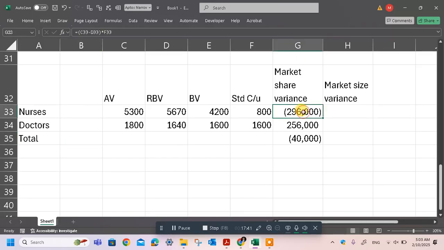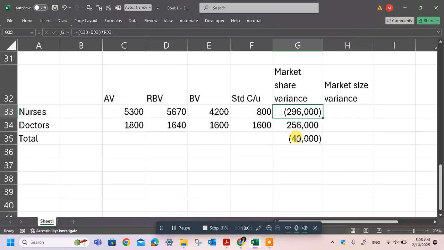So, if you look at the numbers, even though they didn't ask the interpretation, the operational variance, the performance of the company in the case of nurses, it is low. They have kind of lost their market share. They don't have the market share that they expected. The performance of the company is weak. Whereas doctors, it has gone better.